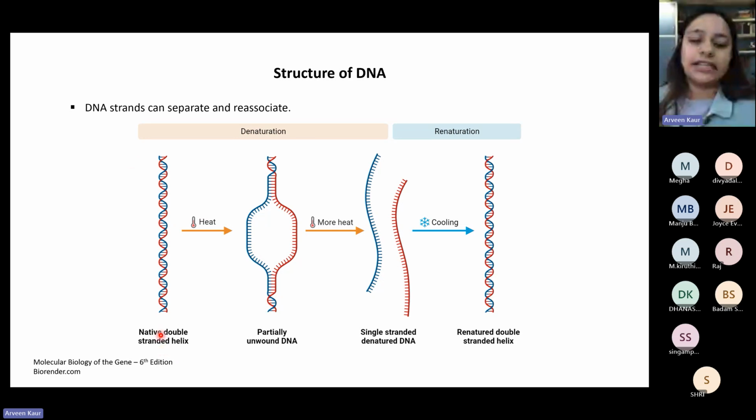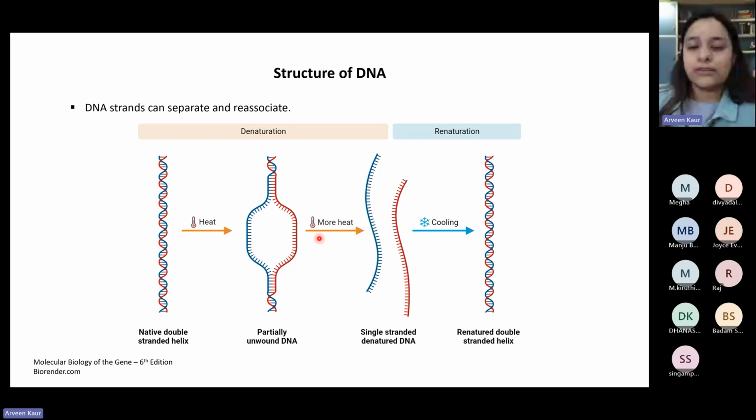So if there is a native double-stranded helix, which is DNA, and heat is provided to it, or in case of some enzymes being present, it could partially unwind, right? In case of heat, if more heat is given, then it will completely denature and its strands will dissociate from one another. But if it is cooled and brought back to an optimal temperature, they will reassociate, and renaturation of this double-stranded helix would occur, right?